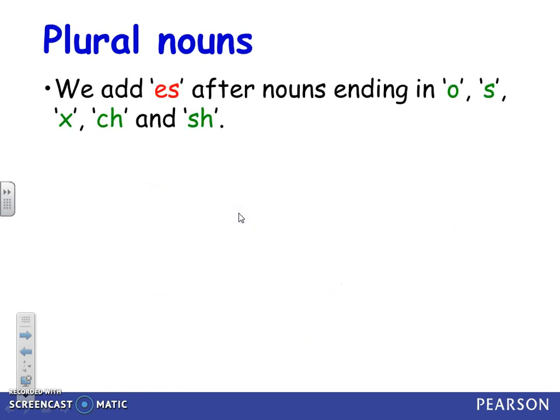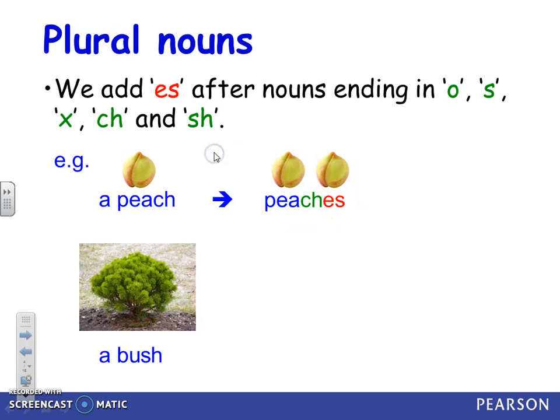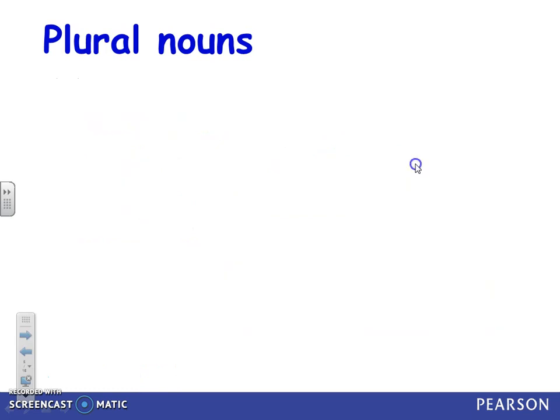Okay, here are a few more examples. Okay, a peach ends with the ch sound. So, again, we need to add es for this plural. Peaches. And bush ends with sh. So, we need to add es also. Bushes. Because these endings, ch and sh, need es.